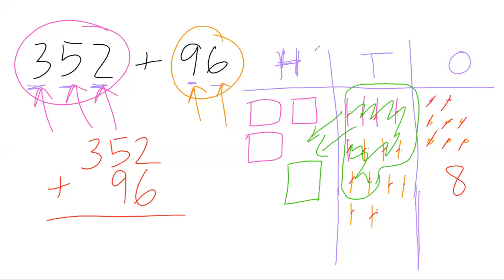equals 100. And now I can count how many tens are left. 1, 2, 3, 4. So there's 4 tens left, right? Okay, and now let's just count our hundreds. 1, 2, 3, 4. Not more than 10. So there's my answer. It's 448. Pretty impressive stuff, huh?